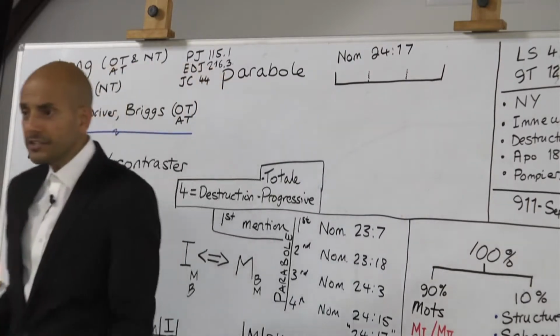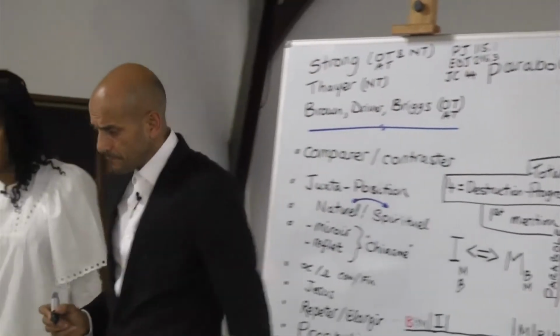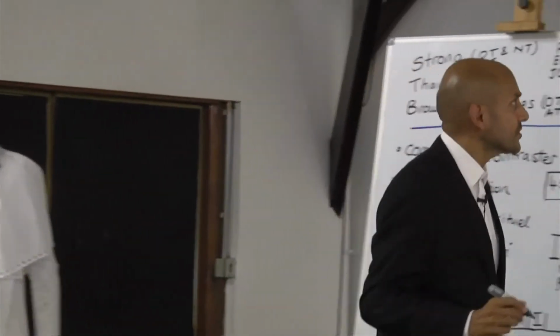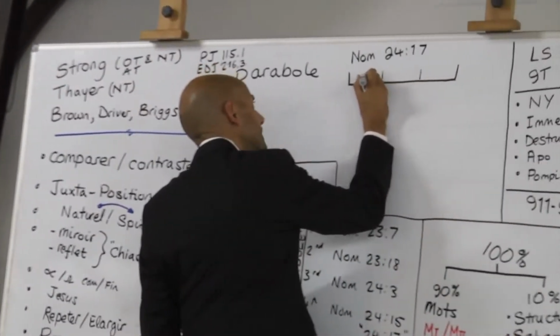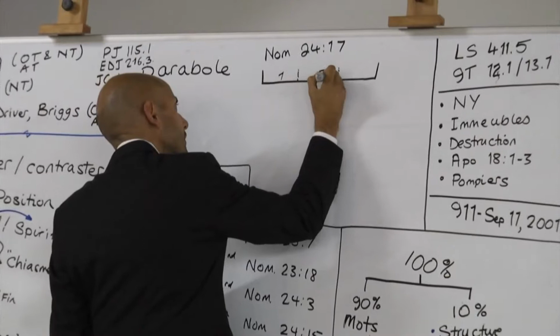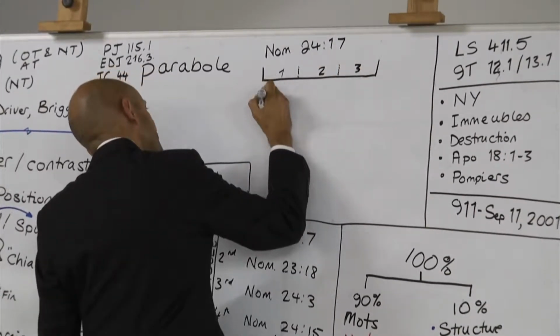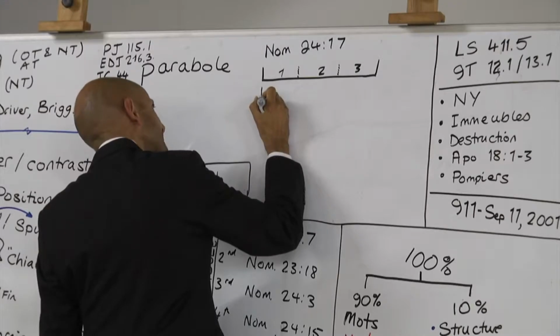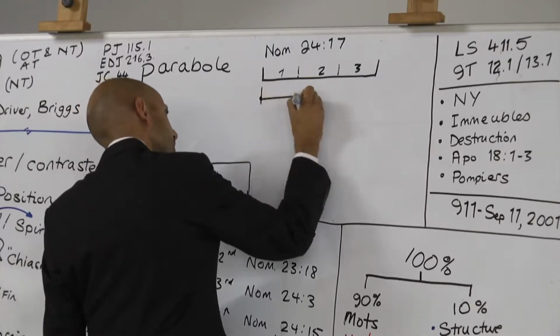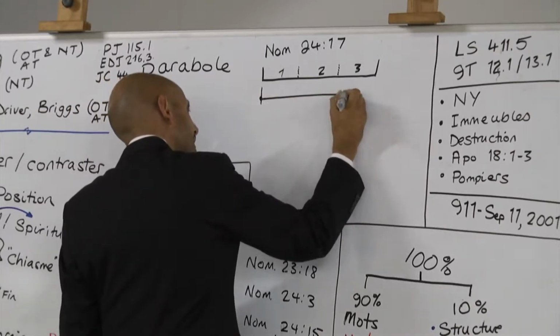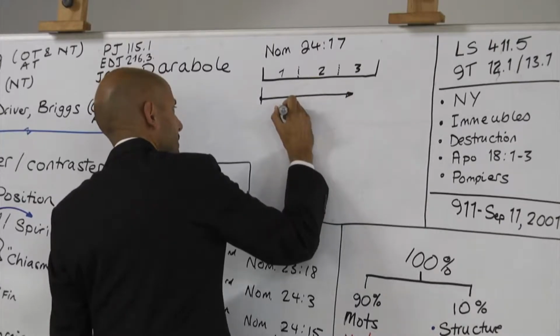We can see there's 3. So I want us to see that the verse is broken into 3 sections, and as you go through those 3 sections, it's a line of progression.